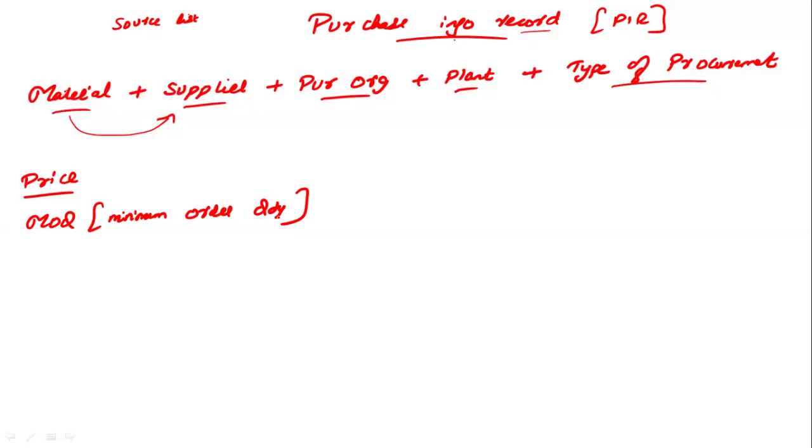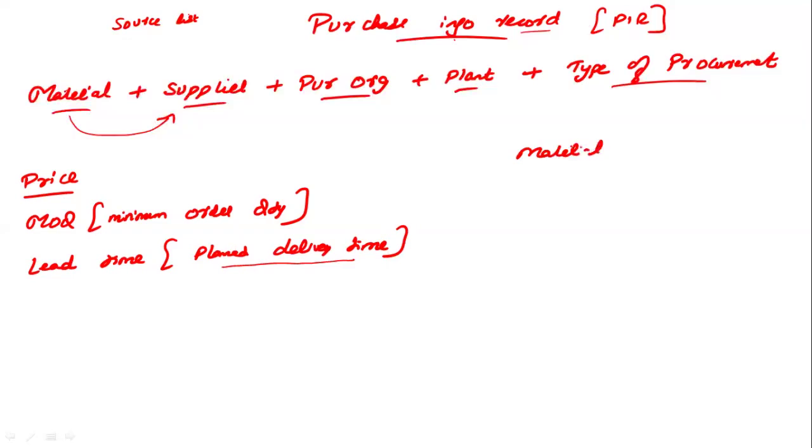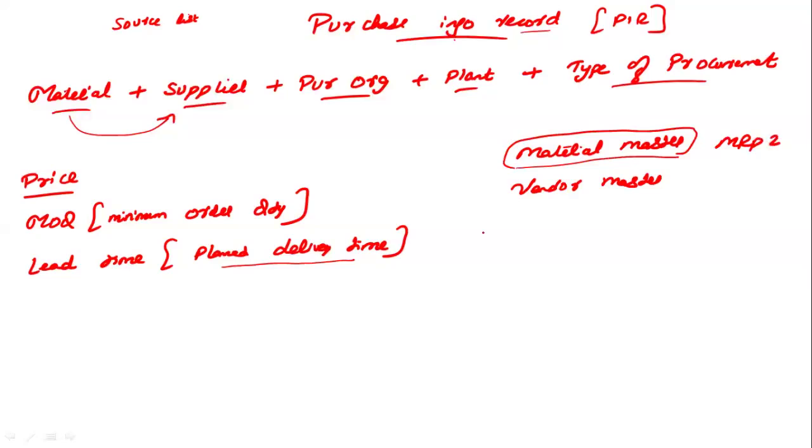Okay. And the main thing is the lead time, which is also called as planned delivery time. This plays a very important role in the purchase info record. Why? If you have observed, this planned delivery time is also in the material master. This planned delivery time is also in the vendor master or supplier master. If you have not observed, you will have this planned delivery time in material master in MRP2 view. In vendor master, you will see it in the purchasing view.